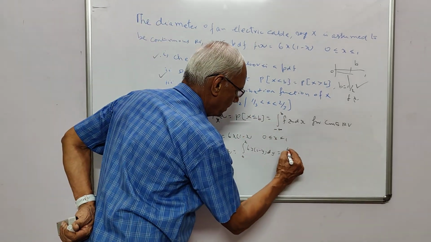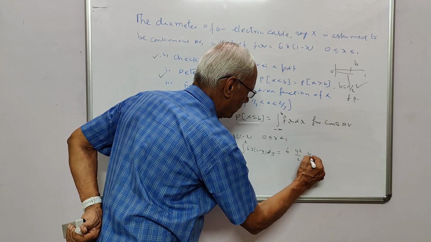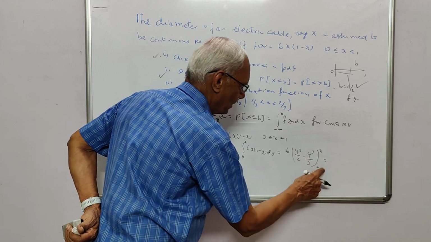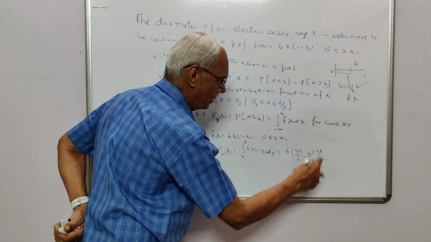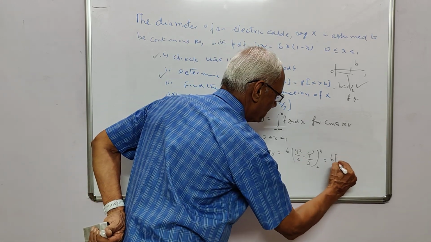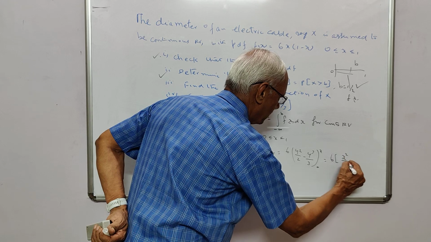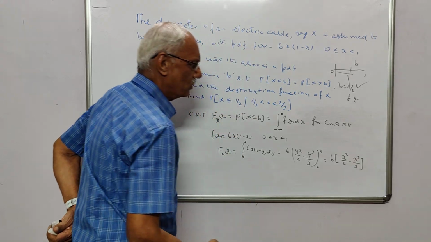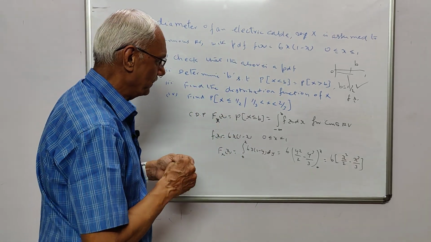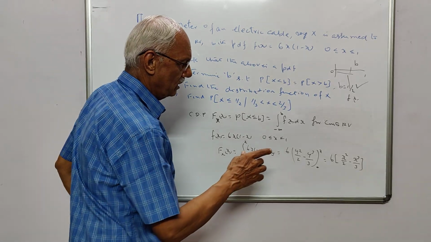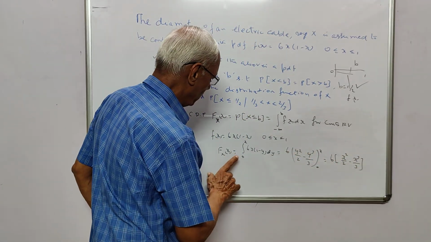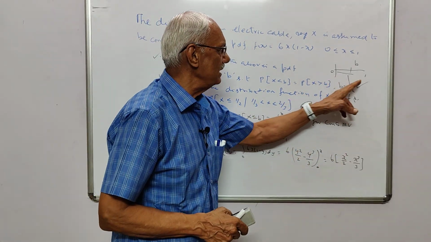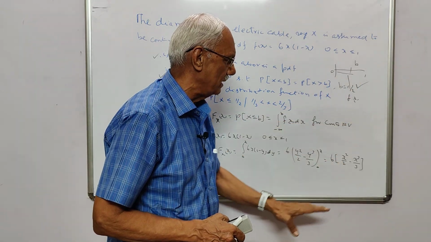So this is equal to 6 times (y squared by 2 minus y cubed by 3), evaluated from x to 0. At 0 the whole thing will become 0. So it is 6 times (x squared by 2 minus x cubed by 3). This is your cumulative distribution function. Here, x is defined from 0 to 1 only.